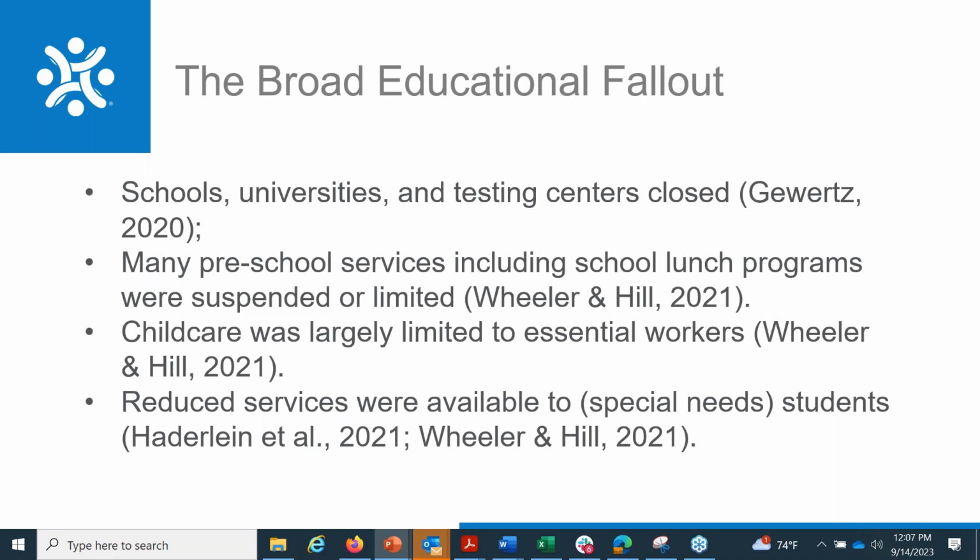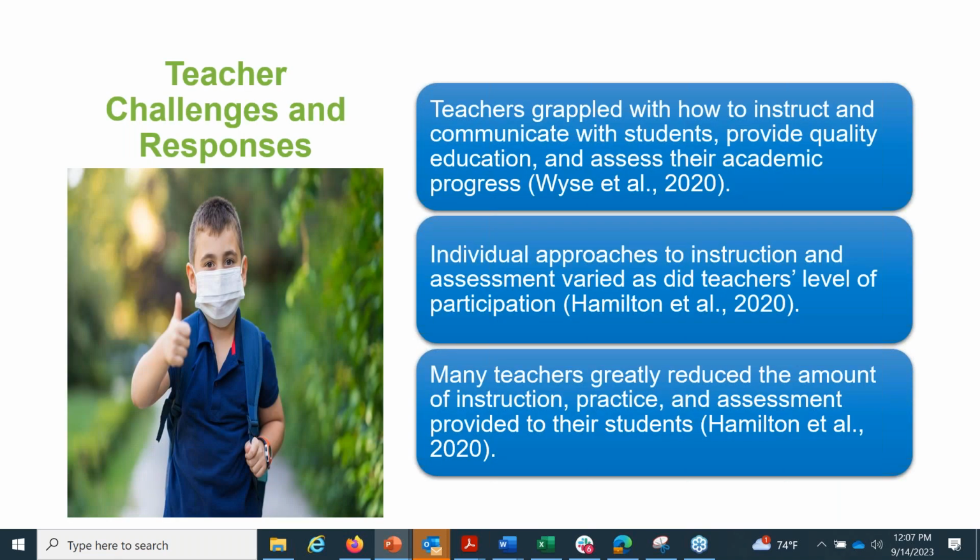And of course, with the schools being shut down, there were reduced services available to students with special needs as well. So when I think about the teacher challenges and responses, I'm impressed with the way that teachers pulled things together and really tried to figure out how to deliver remote instruction. But when it first happened, it was really difficult. We hadn't experienced anything like that in our country in recent years.